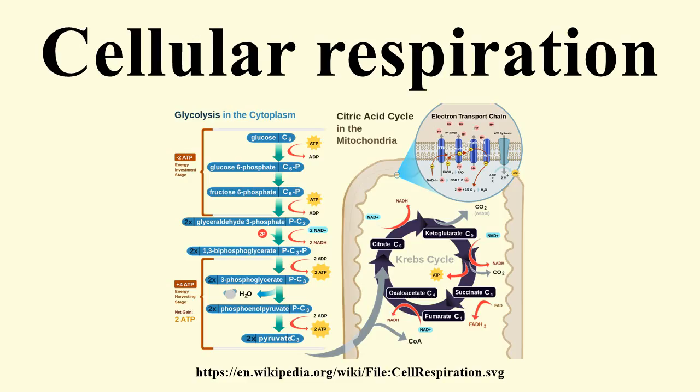The net gain of high-energy compounds from one cycle is 3 NADH, 1 FADH2, and 1 GTP. The GTP may subsequently be used to produce ATP. Thus, the total yield from one glucose molecule is 6 NADH, 2 FADH2, and 2 ATP.